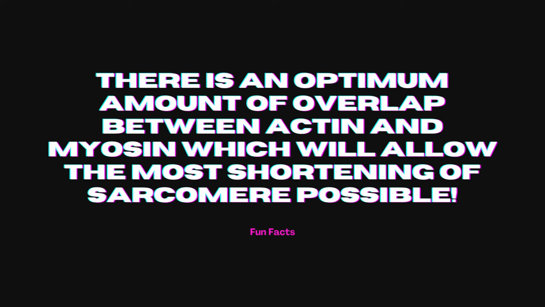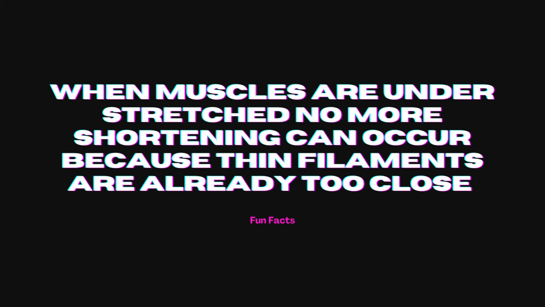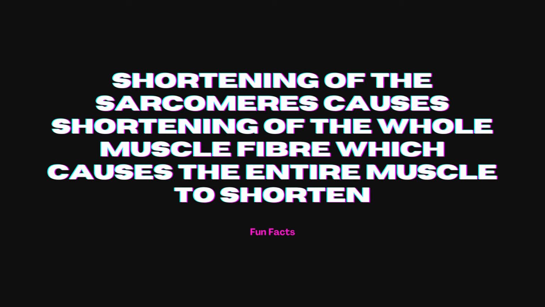Some other cool fun facts are there's an optimum amount of overlap between actin and myosin, which will allow the most shortening of a sarcomere possible. Fewer myosin molecules can interact with actin molecules when muscles are overstretched because they're pulled apart. When muscles are understretched, no more shortening can occur because thin filaments are already too close. Shortening of sarcomeres causes shortening of the whole muscle fiber, which causes the entire muscle to shorten. Wow!